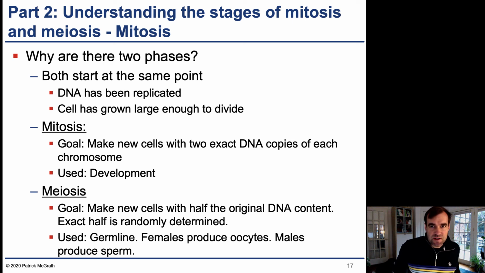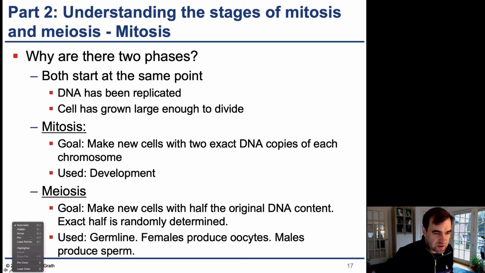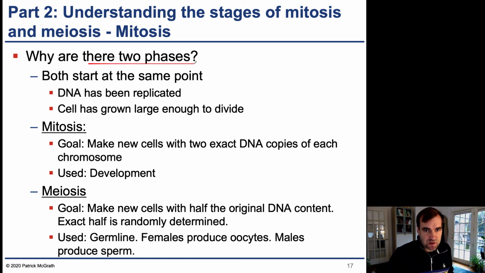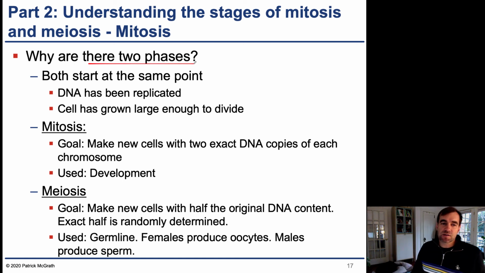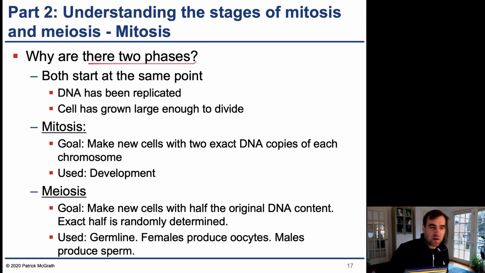All right, part 2, understanding the stages of mitosis and meiosis. So one thing to remember is that there's 2 different phases. There's mitosis and meiosis, and why are there 2 phases? So they both start at the same point. Interphase has completed, DNA has replicated, cell has grown large enough to divide, and so now we need to divide DNA into the appropriate daughter cells.